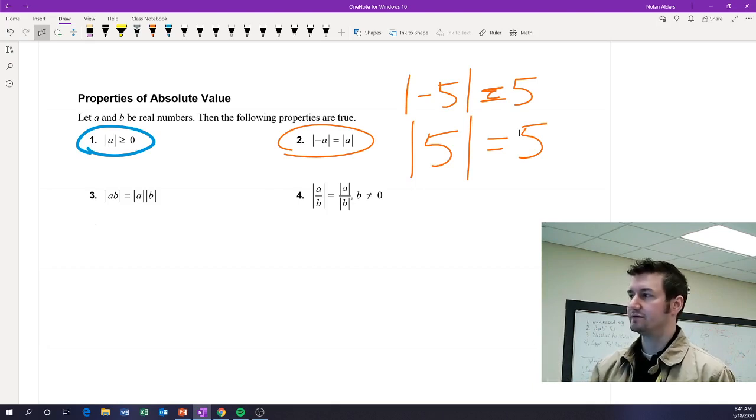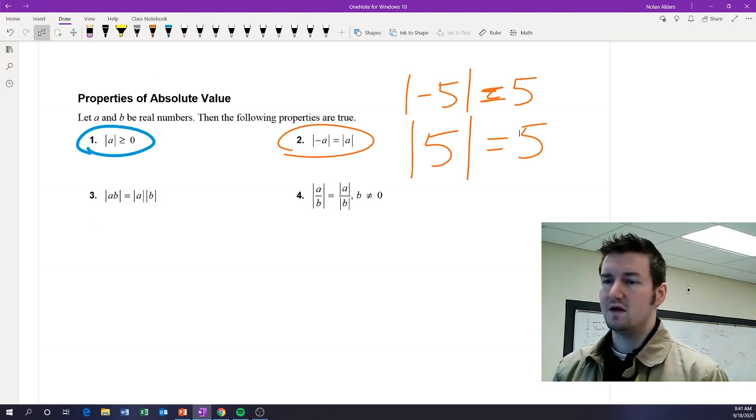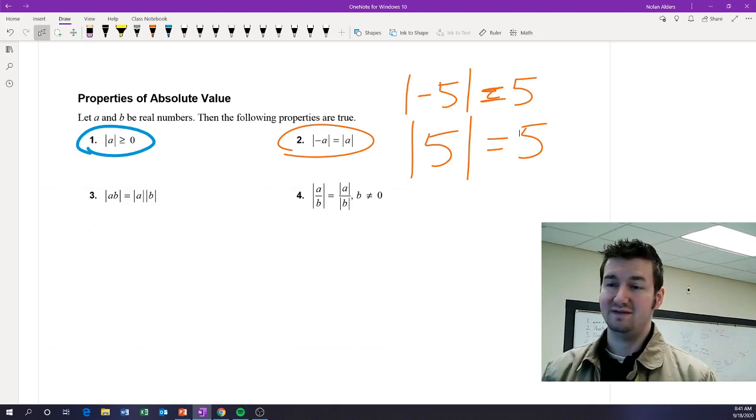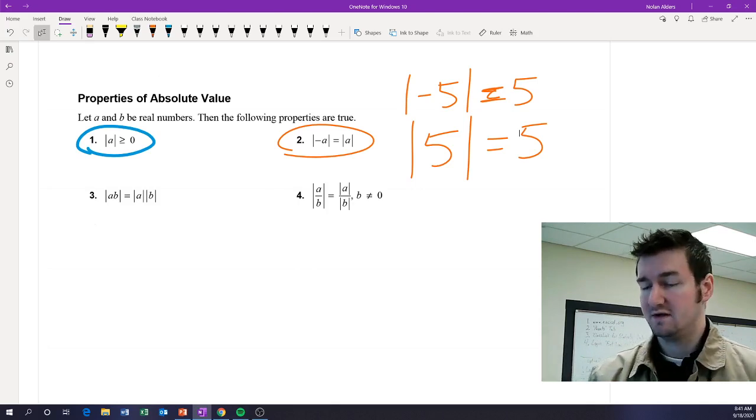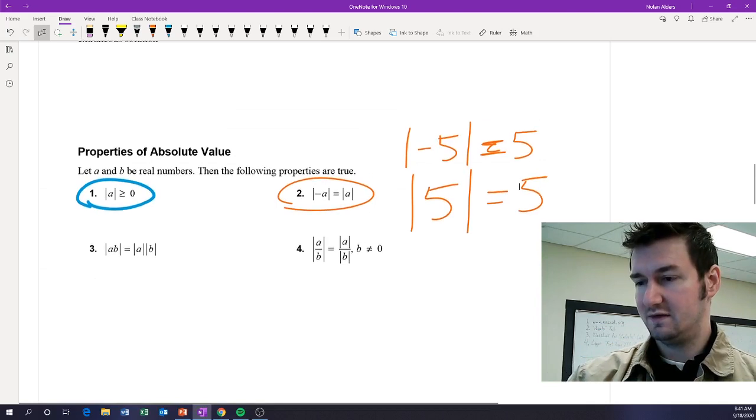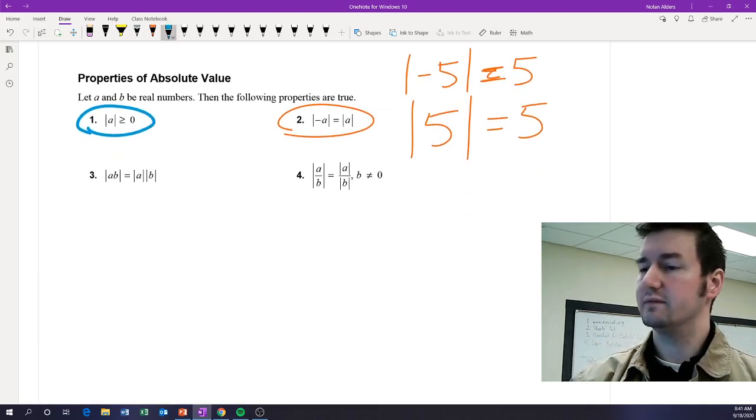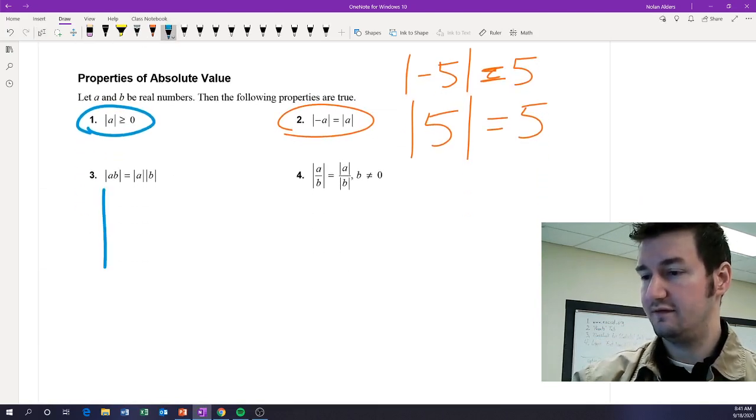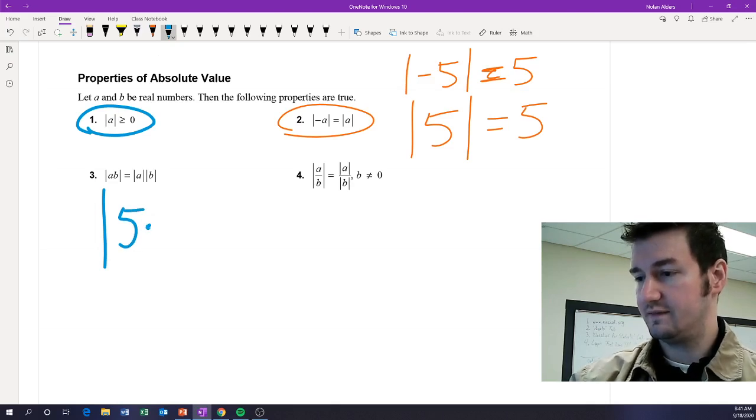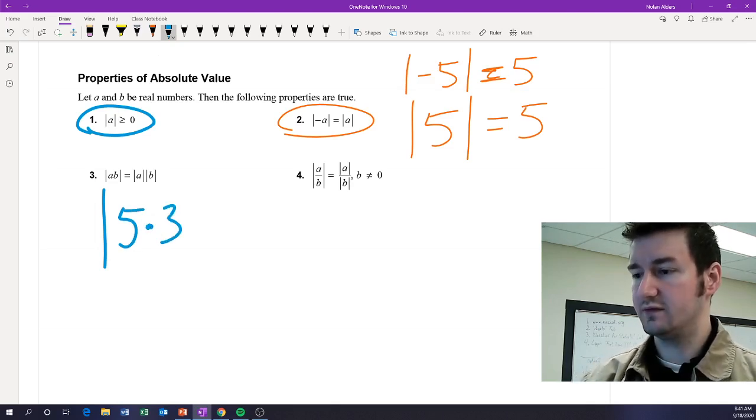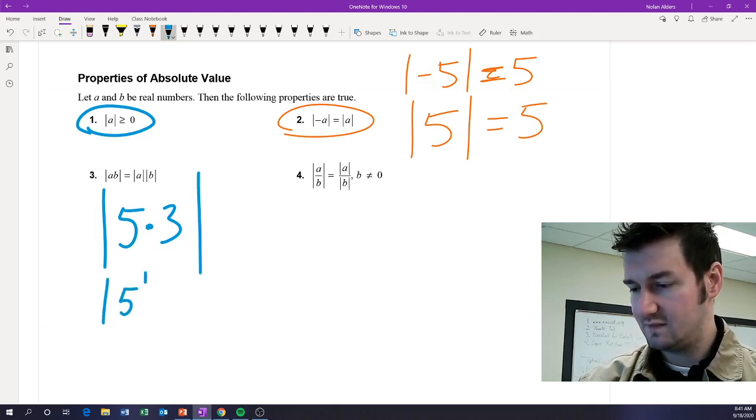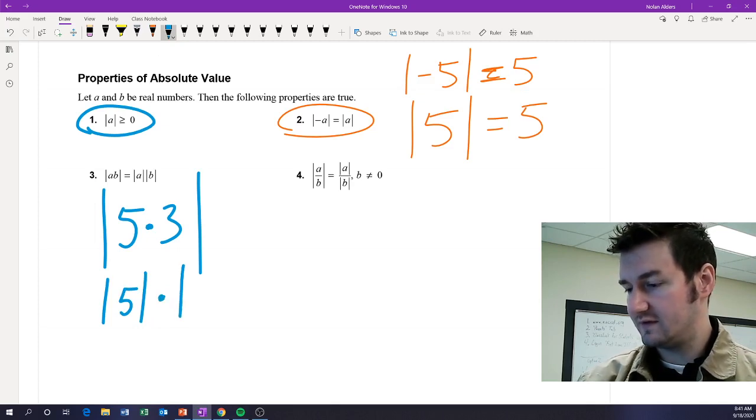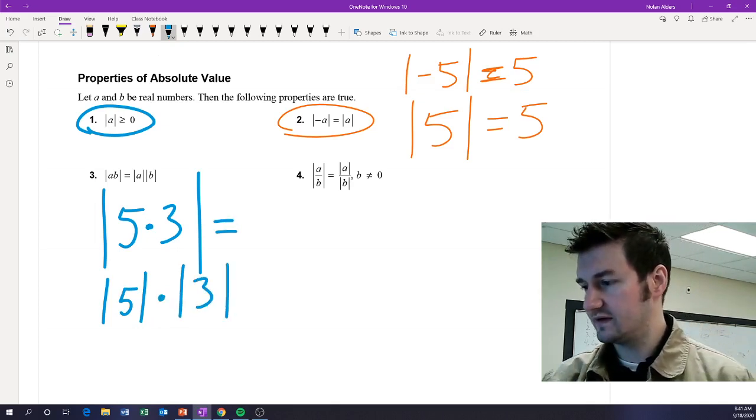So just remember that. Absolute value of the negative or positive number, you get the same result. Okay, this third property down here says that the absolute value of a number times a number is the same as the absolute value of the first number times the absolute value of the second number. So let's say we have the absolute value of 5 times 3. We can rewrite that as the absolute value of 5 times the absolute value of 3. So those are the same thing.